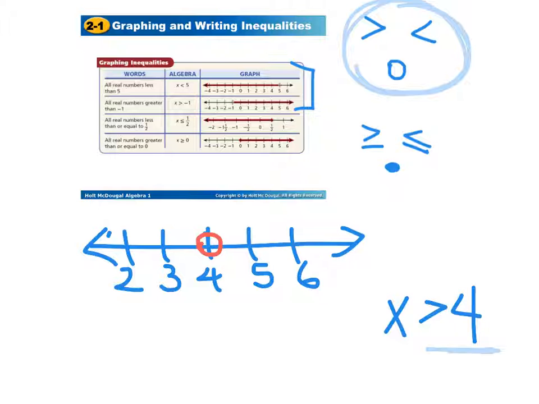Now, I have to decide which way to point my arrow. Are my values going to be to the left or to the right? So what number, can I put a 3 here or a 5 here? Which way do I want to point it to? Which one would make it a true statement?